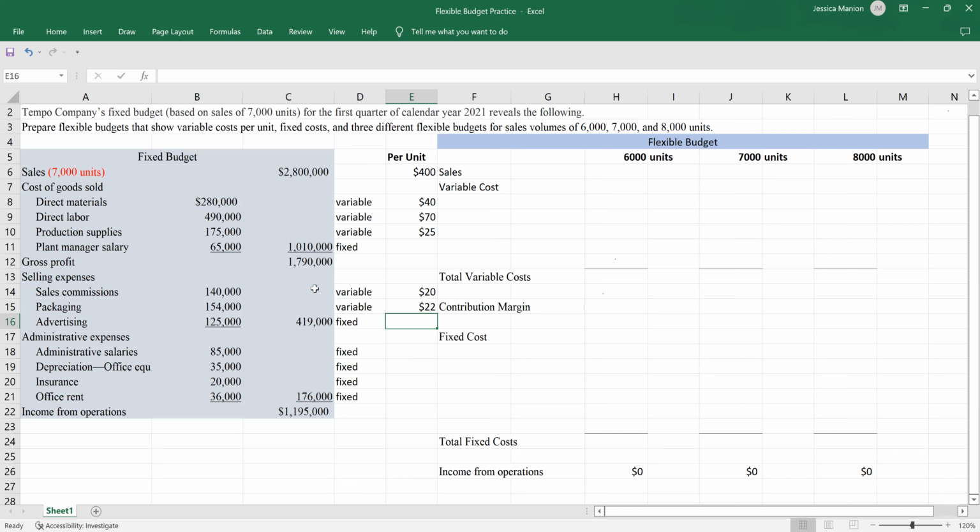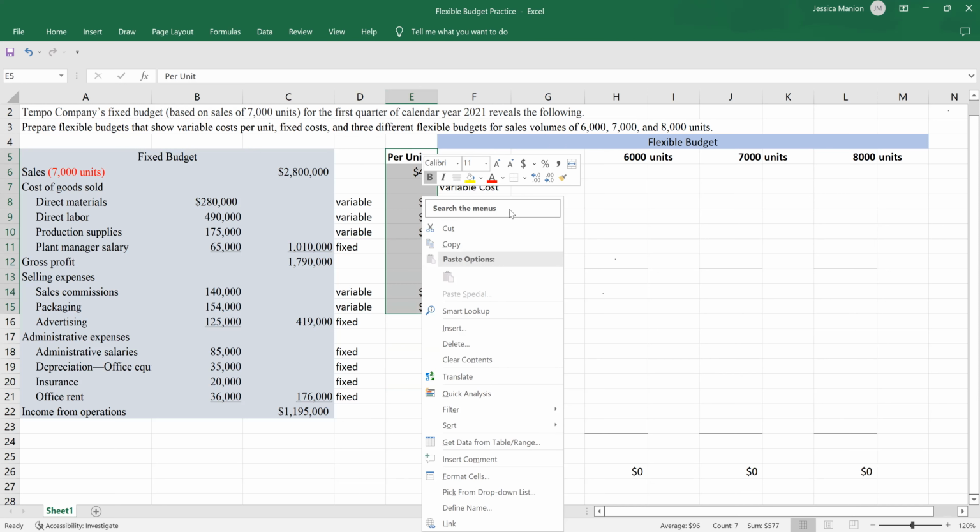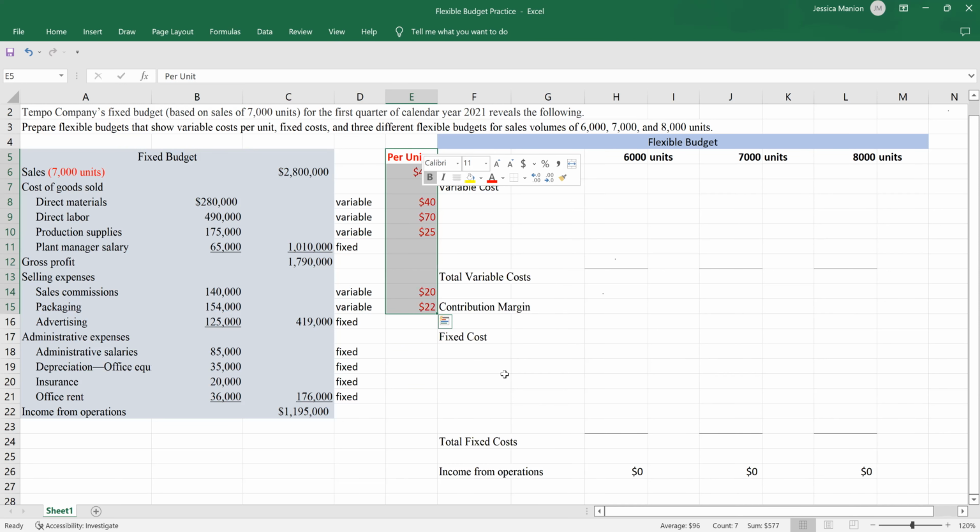Advertising, we do not need to break down per unit. Advertising is a fixed cost. And same thing here with all of our administrative expenses. They are fixed costs. We do not need to break them down per unit. So we have broken down our variable cost into a per unit form. And that's what we have to do to prepare this flexible budget.